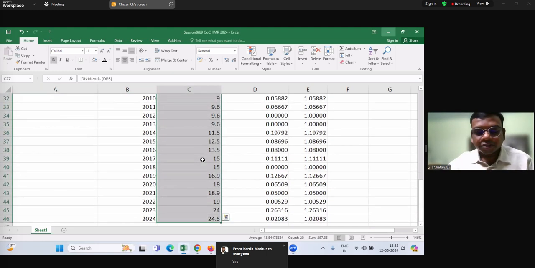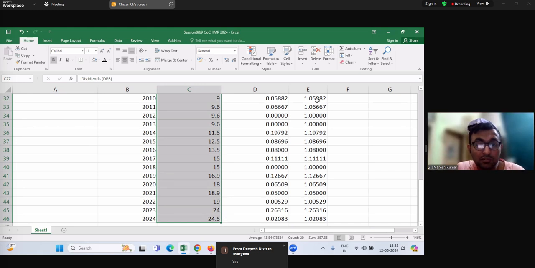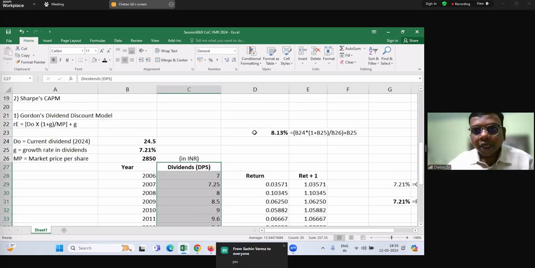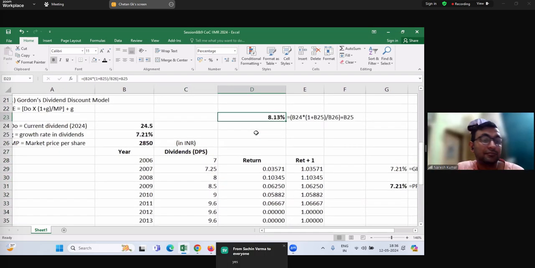For your real company, when you do your project, you have to take the dividends for your own companies. Everything else remains the same, only you have to take real data. This time one student says 8.12. What is the answer? I am getting 8.13.